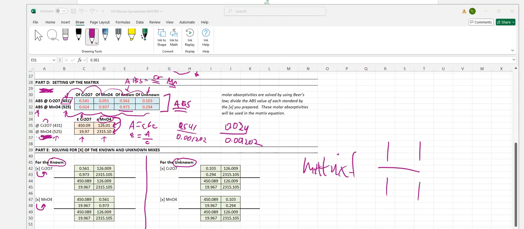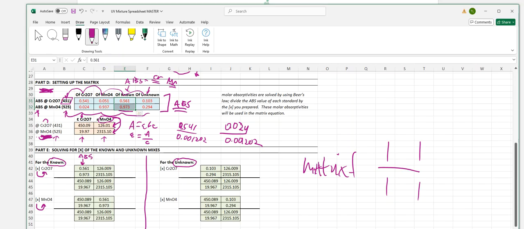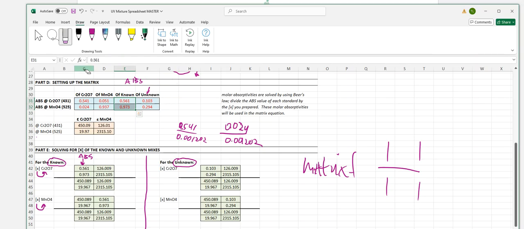So the proper order of the numbers, if you look at 0.561 and 0.973, these are absorbance values, and they are absorbance values of the known. So hold on, let me get rid of a lot of this scribble, because we don't like scribble. It's making things too ugly, too messy, too many arrows pointed in all kinds of directions. We don't need all of this. We're going to get rid of it.